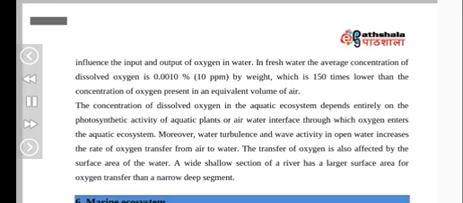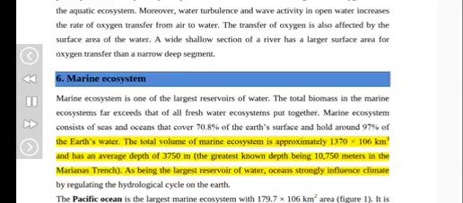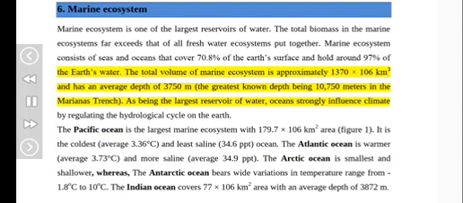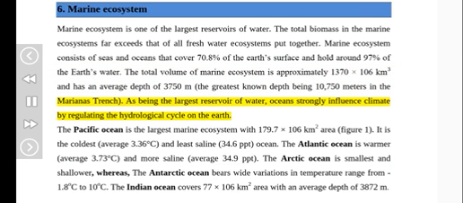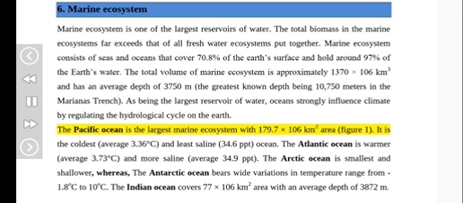The total volume of marine ecosystem is approximately 1370 times 10^6 cubic kilometers and has an average depth of 3,750 meters, the greatest known depth being 10,750 meters in the Marianas Trench. As being the largest reservoir of water, oceans strongly influence climate by regulating the hydrological cycle on the Earth. The Pacific Ocean is the largest marine ecosystem with 179.7 times 10^6 square kilometers area, figure 1.